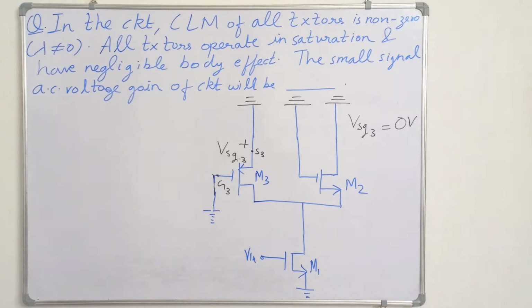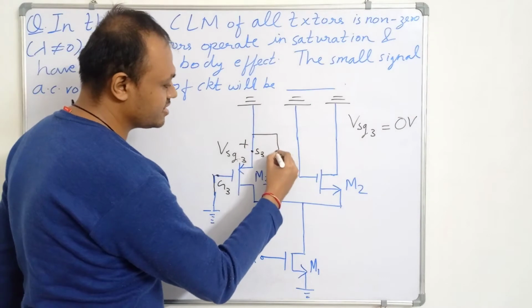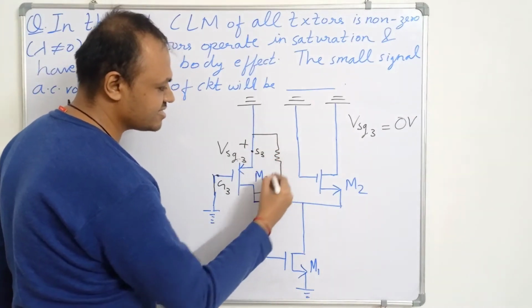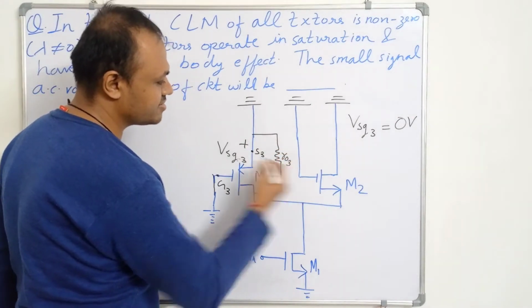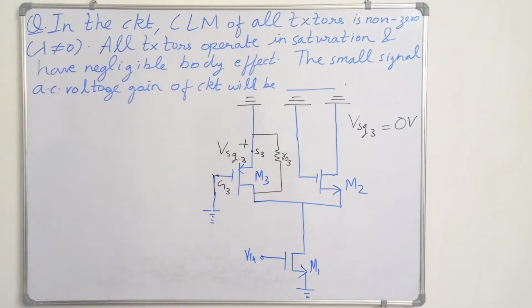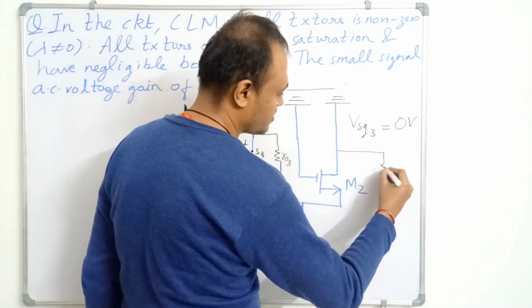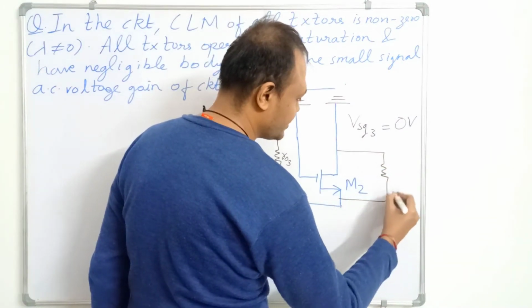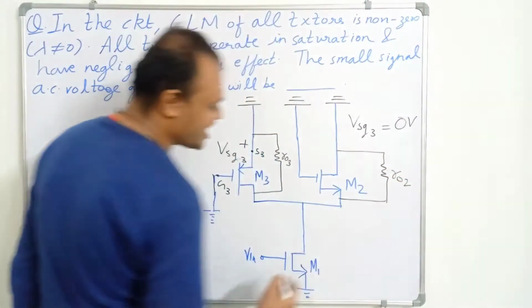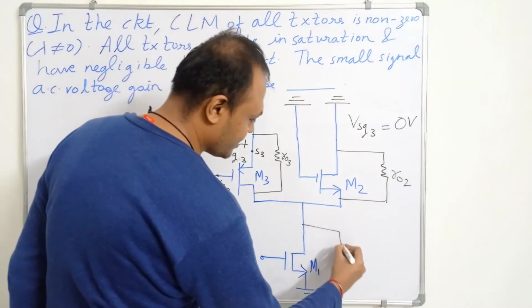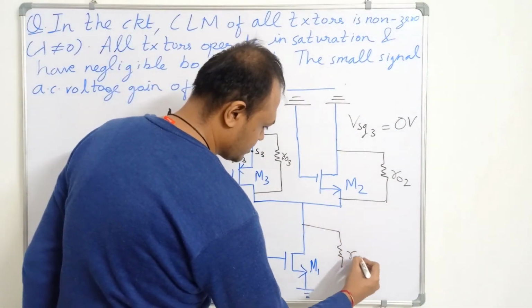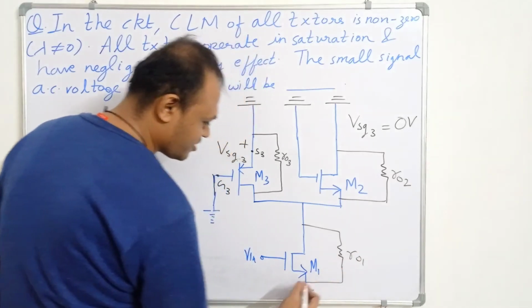Then we can show the output resistances like this. This is RO3, the output resistance for this MOSFET. Then this will be RO2, the output resistance for this MOSFET M2. This will be RO1, the output resistance for the first MOSFET M1.